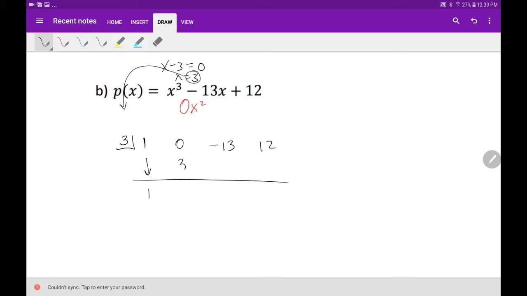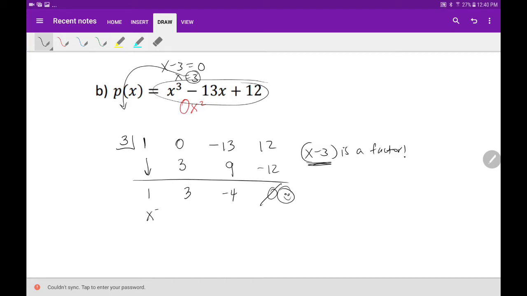1 times 3 is 3, 0 plus 3 is 3. 3 times 3 is 9, negative 13 plus 9 is negative 4, and then negative 4 times 3 is negative 12, and we get a remainder of 0 again. That means x minus 3 is indeed a factor. So we can rewrite this as the product of x minus 3 and x squared plus 3x minus 4. I just rewrote this as my final answer.